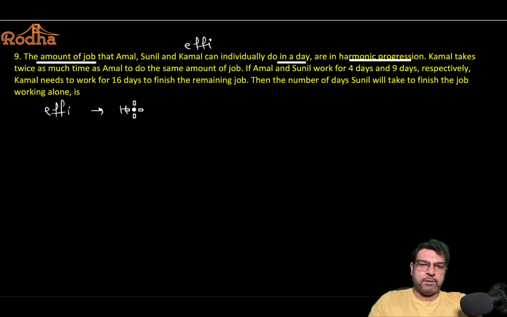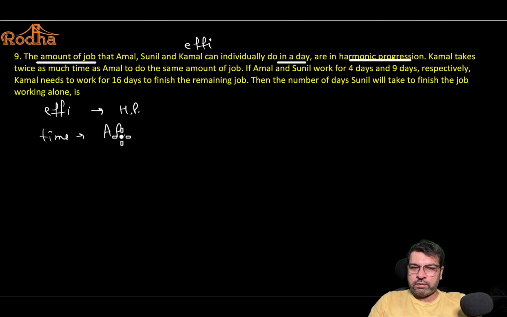एचपी है, हार्मोनिक प्रोग्रेशन है। वी नो द रिलेशन बिटवीन टाइम एंड एफिशिएंसी: टाइम इज इनवर्सली प्रोपोर्शनल टू एफिशिएंसी एंड वाइस वर्सा। एंड व्हाट इज द इनवर्स ऑफ एचपी? एपी। एचपी का रिवर्स क्या होता है, रिवर्स इनवर्स एचपी होता है। सो इफ एफिशिएंसी आर इन एचपी, देयर टाइम will be in the inverse ratio of HP, which means AP. So, can I say straight away that time AP mein hoga? गॉट इट. चलिए इसका यूज कर लेंगे आप.